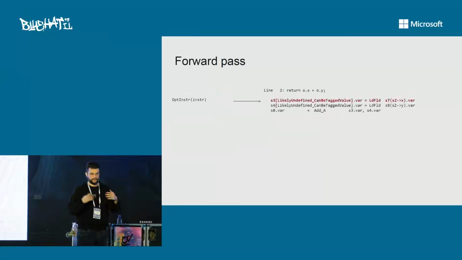As I said, the forward pass will go over each instruction. Each instruction will go through a function called opt instruction. And opt instruction will call a whole bunch of functions, like 30 to 40, if I recall correctly.